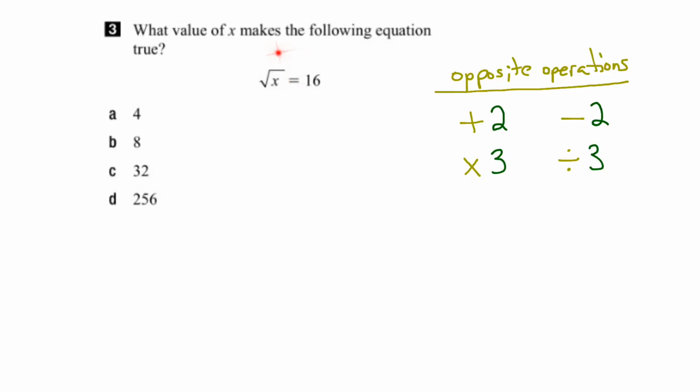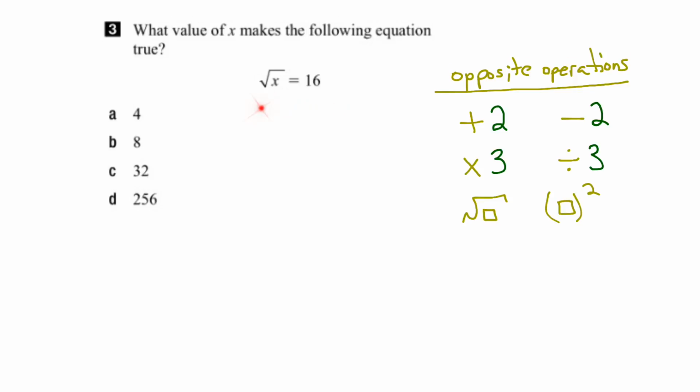Now we're given the square root of something. In this case, that something is x. So what's the opposite of square rooting something? Well, if we were to take the square root of some value, I'll just call it a box here, the opposite is to square that value.